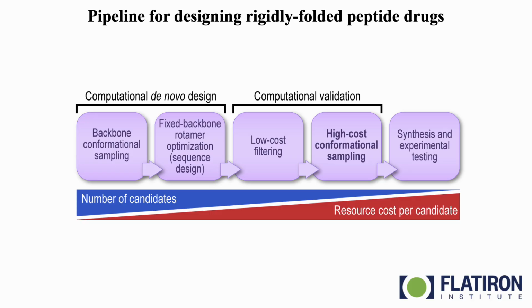As we go from left to right here, we go from many candidates to few candidates, and we go from very few resources spent per candidate to lots of computational and ultimately wet lab resources spent per candidate. The idea is to fail fast, succeed slowly.